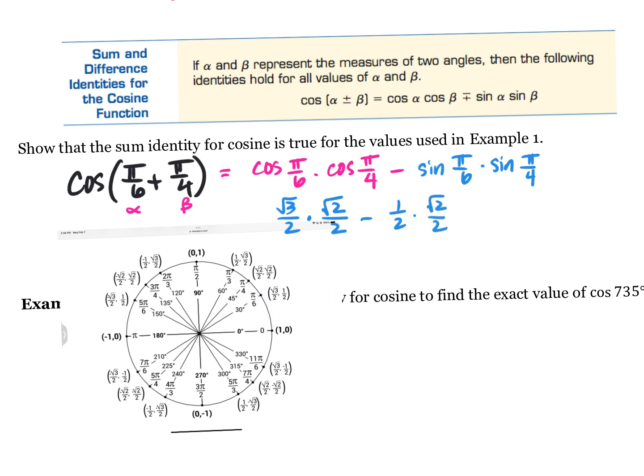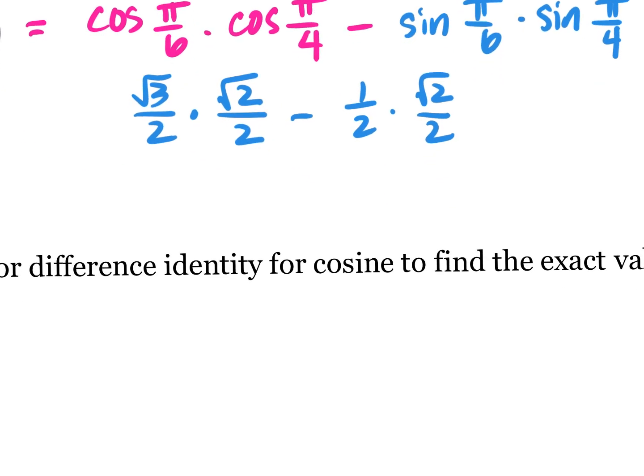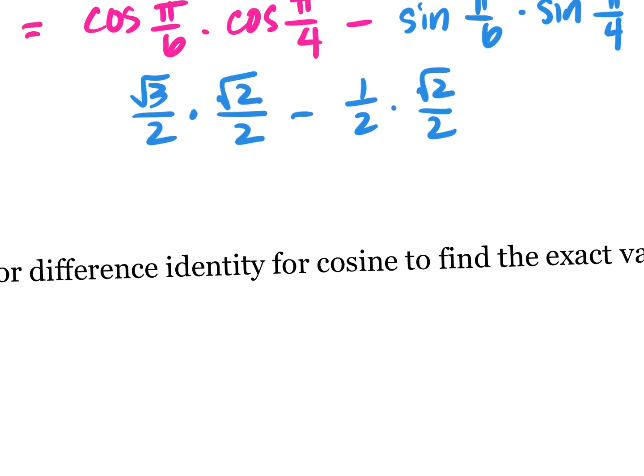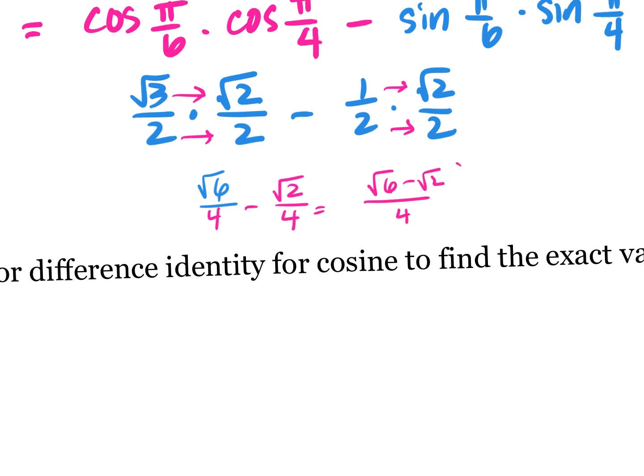Beautiful. You guys, now we're going to be a little uncomfortable because I want you to do this and simplify. What happens when I multiply across here? I'd get root blank over blank. Root 6 over, multiply them. Yes, root 6 over 4 minus root 2 over 4. Do we have common denominators? Sure do. Root 6 minus root 2 over 4 would be my final answer.